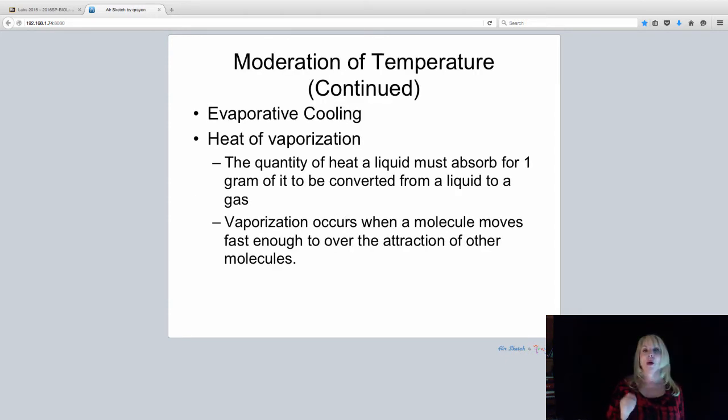All right, evaporative cooling, water will evaporate, and so if you're boiling water, it evaporates. If you sweat, the water evaporates, and that cools you. So it does the same thing for the earth.